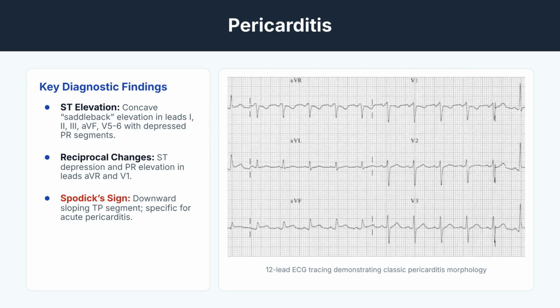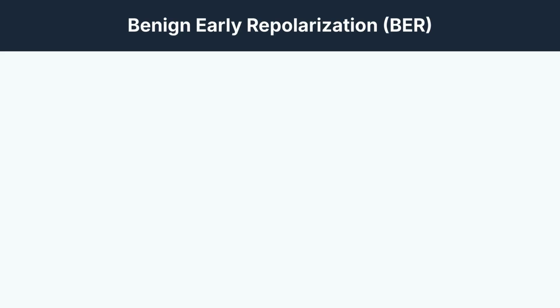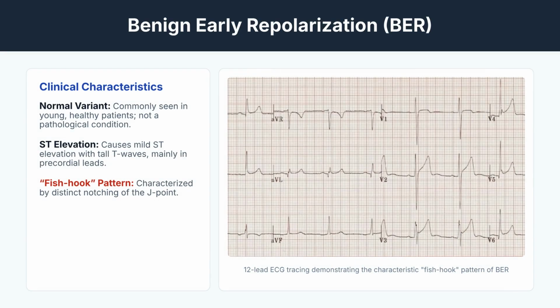Pericarditis on an ECG is characterized by concave ST elevation, often with a saddleback appearance in multiple leads and associated PR segment depression. The Spodek sign, a downward-sloping TP segment, is specific for acute pericarditis. Benign early repolarization, or BER, is a normal ECG variant.